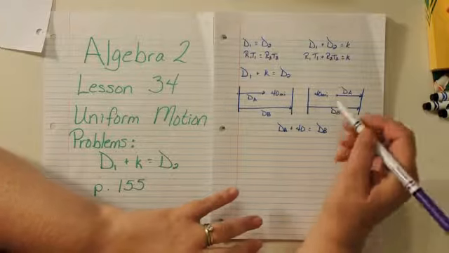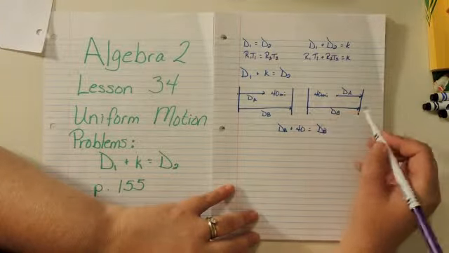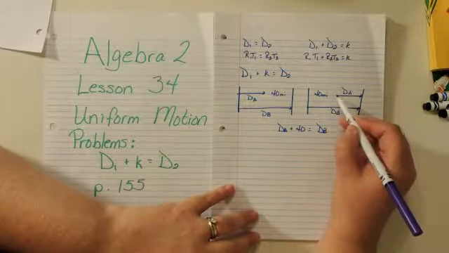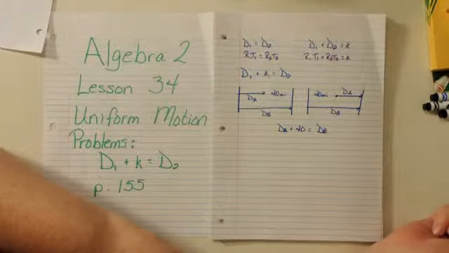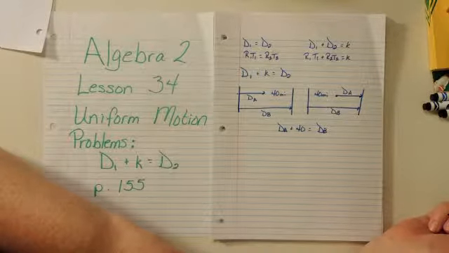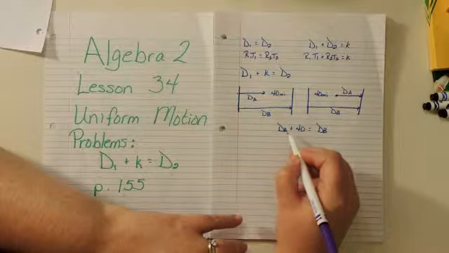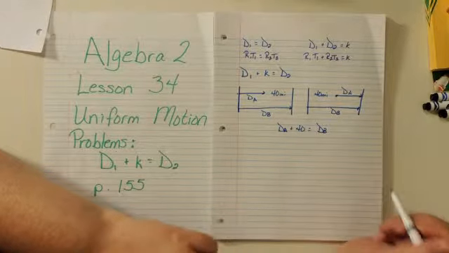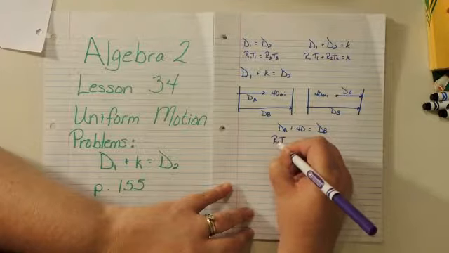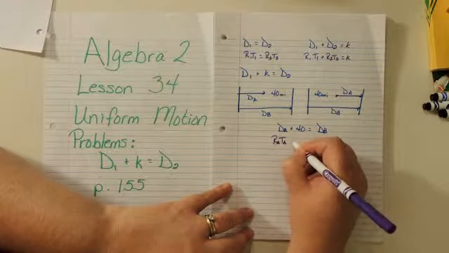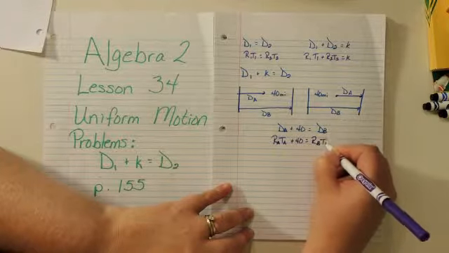Or distance B started here and went all the way, and A started in the middle and finished in the same place. In both cases, distance A plus 40 equals distance B. So rate A times time A plus 40 is going to equal rate B times time B.